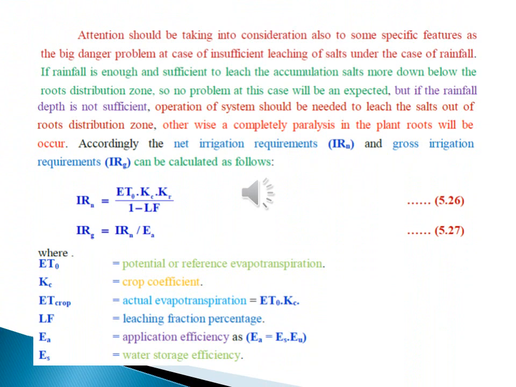Attention should also be paid to some specific features, such as the big danger of insufficient leaching of salts in the case of rainfall. If rainfall is enough to leach the accumulated salt down below the root zone, no problem would be expected in this case. But if the rainfall depth is not sufficient, operation of the system is needed to leach the salts out of the root zone. Accordingly, the net irrigation requirements and the gross irrigation requirements can be calculated as shown in the enclosed equation. Follow it, my dear, it is so important.